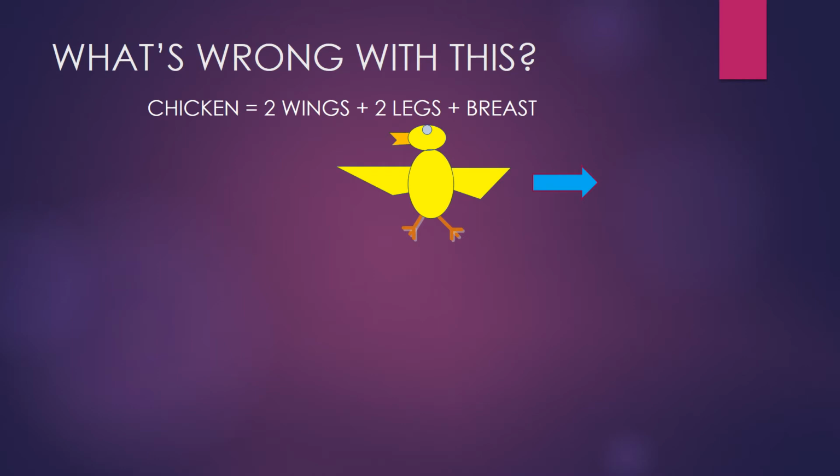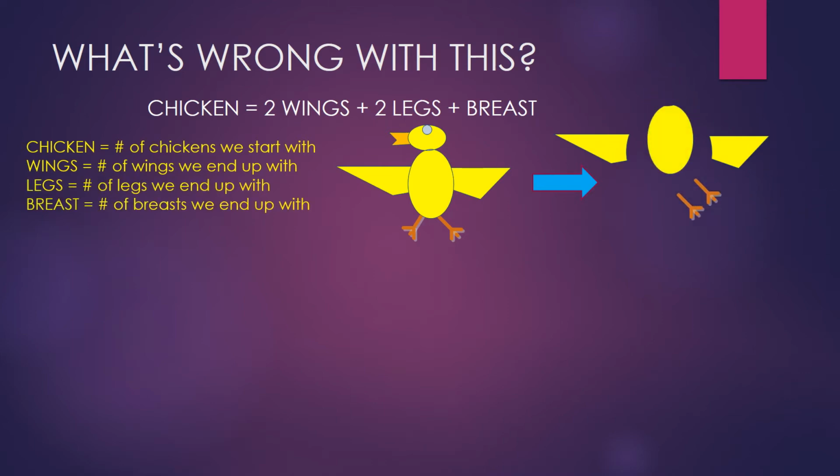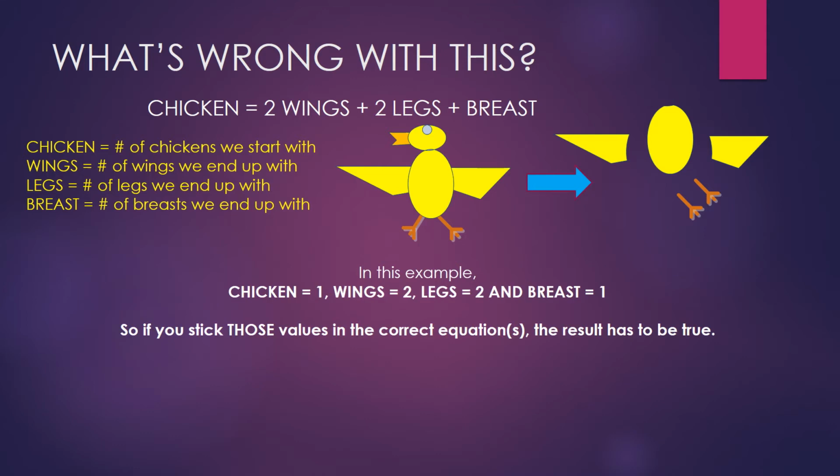Well, imagine the simplest case, where we take one chicken and process it to get 1 pair of wings, 2 legs, and 1 breast. Now, if the math that we've just written is correct, then when you take the values for these variables, namely 1 chicken, 2 wings, 2 legs, and 1 breast, and stick those numbers in the equation, the result has to be true. Doing this, plugging in numbers to see if they work, is called validation, and it's a really great way to see whether you've written nonsense when you're writing a linear constraint.